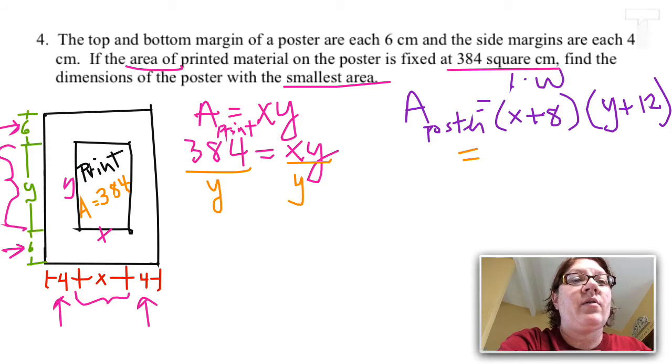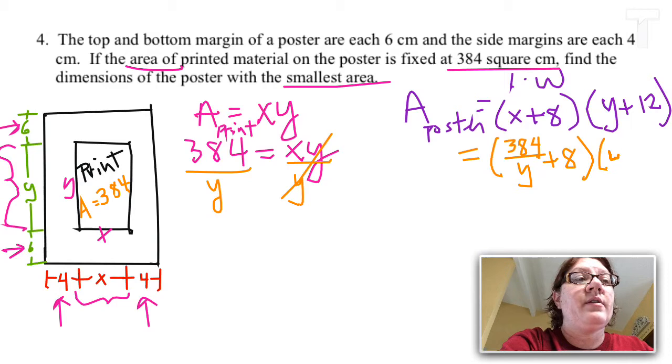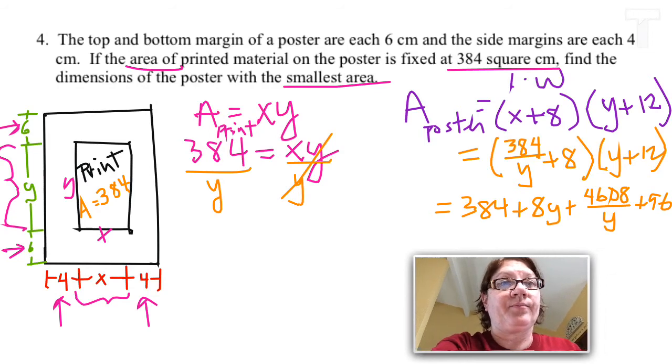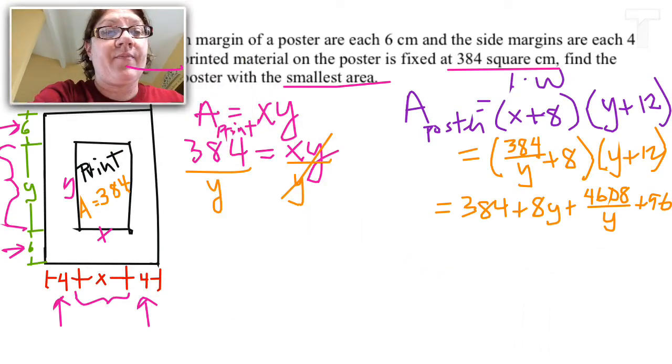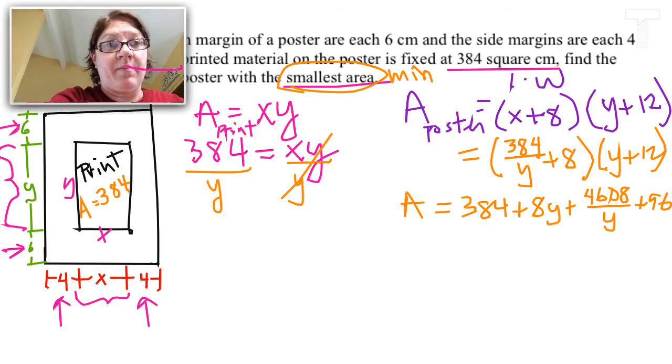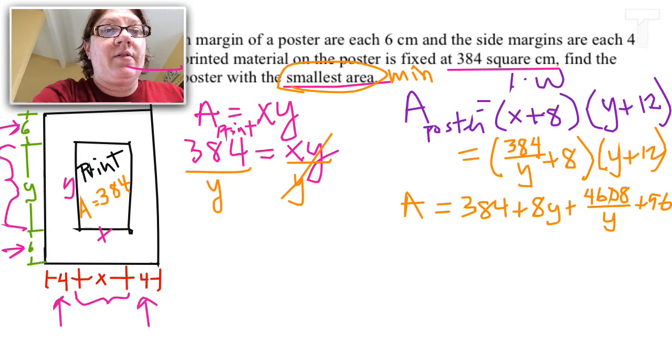And so now I know that in place of X, I can put 384 over Y. And now I'll be able to FOIL this, which is going to give me all of that craziness. Whee! And so now, if I want that to be the smallest area, I want it to be a minimum. But in order to find minimums, I need first derivative. So I'll take first derivative of it.